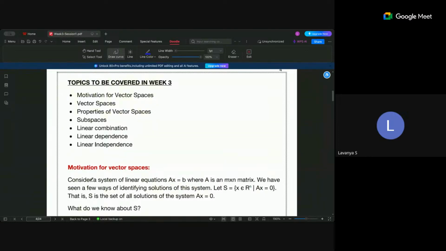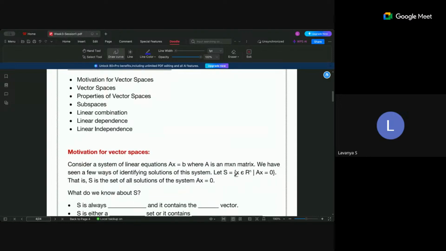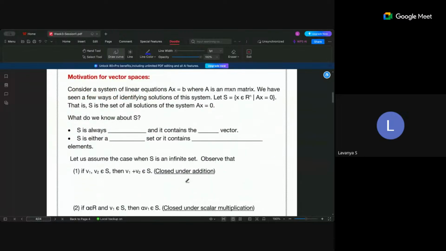So what is the motivation for vector spaces? Consider the system Ax is equal to b, where A is any rectangular matrix. We have seen a few ways, like Cramer's rule, using the inverse, or Gaussian elimination, to find the solutions of the system. Now let us look at this set S, which is the set of x in Rn where Ax is equal to 0. What do you call the system Ax is equal to 0? Homogeneous. So S is nothing but the set of all solutions of the homogeneous system.